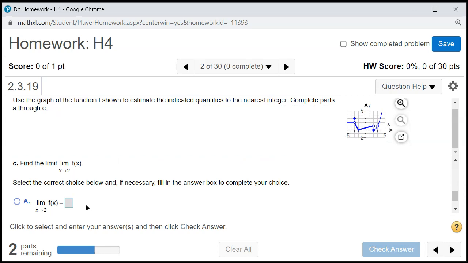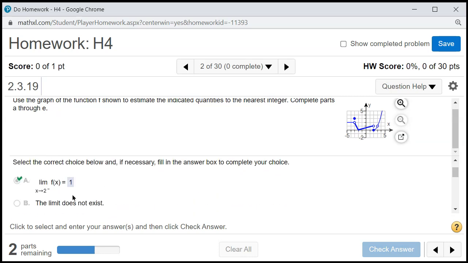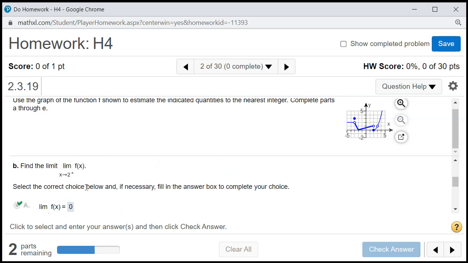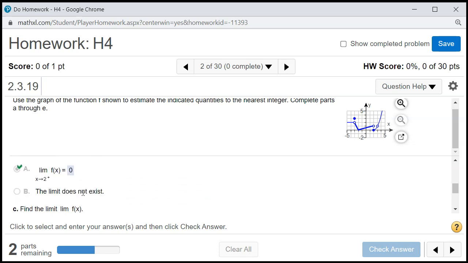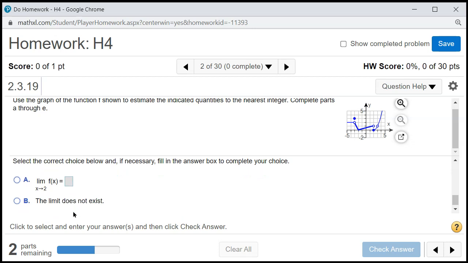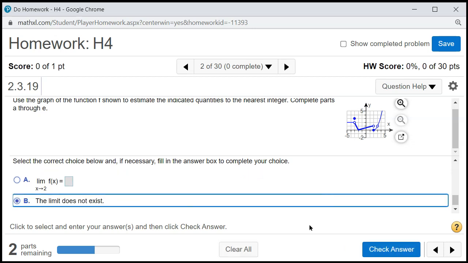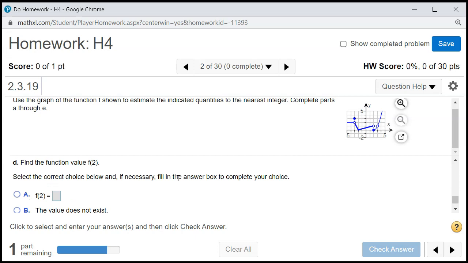This one we don't have to think too much, because remember that the left-hand limit gives you 1 and the right-hand limit gives you a different value. So therefore, the two-sided limit does not exist. You would have to have exactly the same value for the left-hand limit and the right-hand limit for this to exist. Check the answer. We got that. Next one.